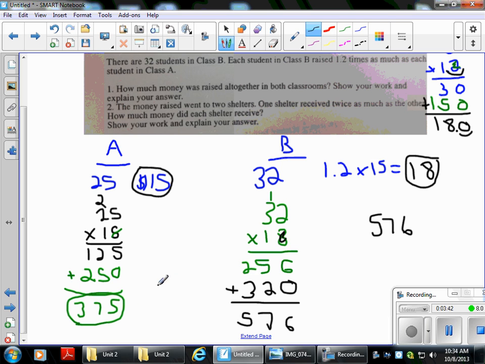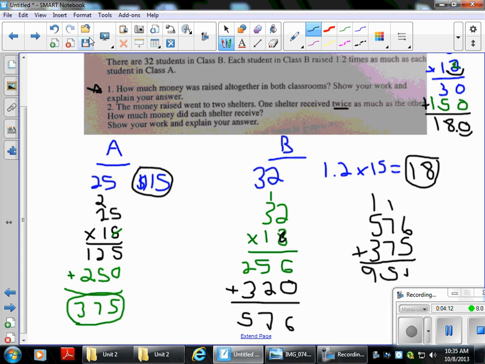We want to know how much they raised altogether, so I'm going to take 576. I'm going to add it plus 375. We have 11, 14, 15, 951 is the answer right here. The money raised went to 2 shelters. One shelter received twice as much as the other. How much money did each shelter receive?